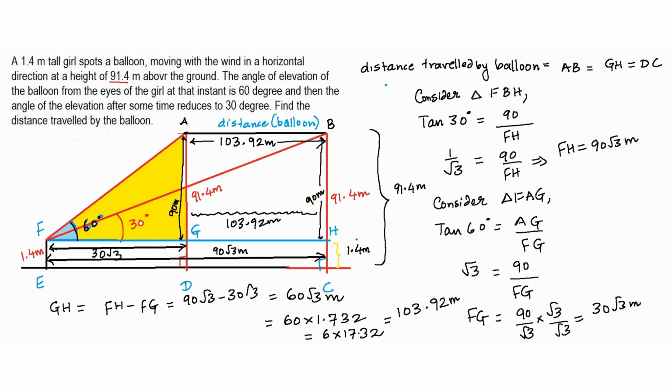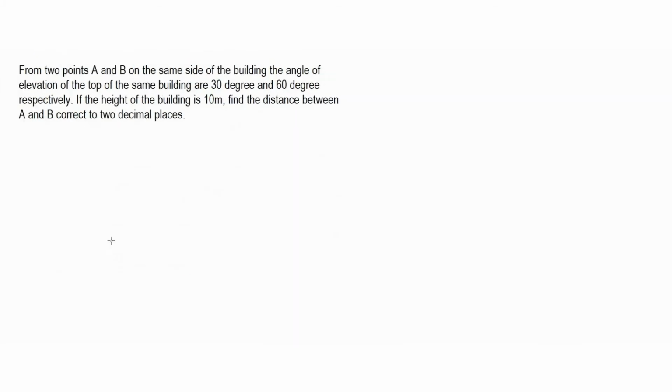Moving on to the next question. Let's take a look at the following question. From 2 points A and B on the same side of the building, the angle of elevation of the top of the same building are 30 degree and 60 degree respectively. So the points A and B are on the same side of the building.